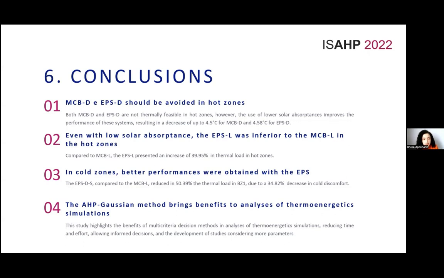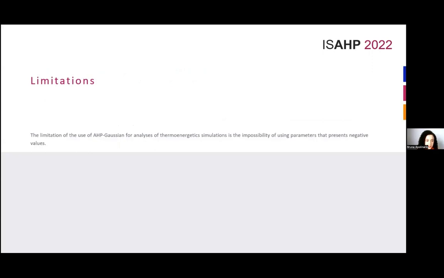And these results made clear that the AHP Gaussian method brings benefits to analysis of thermoenergetic simulations, reducing time and effort, allowing informed decisions, and the development of studies considering more parameters. And the limitation of the use of the AHP Gaussian for analysis of thermoenergetic simulations is the impossibility of using parameters that present negative values.